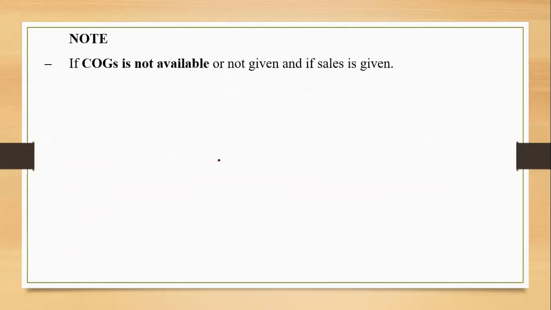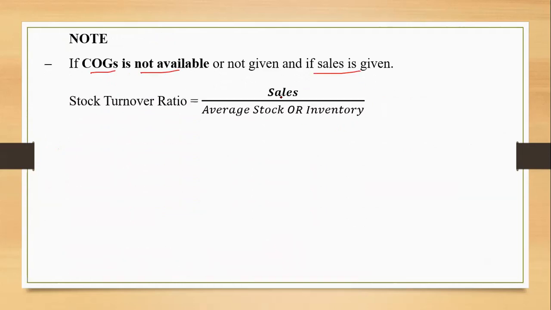What is the note again? Yes, if COGS is not available and sales is given, then the following formula will be used. Instead of COGS, we will be using sales over there. Correct? Please take care. If COGS is not at all available and sales is available, in that case, it will be sales upon average inventory.